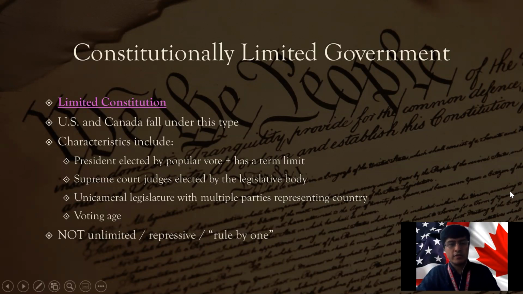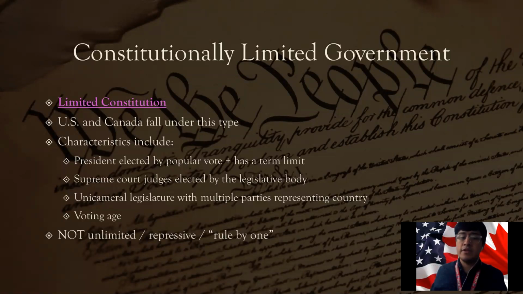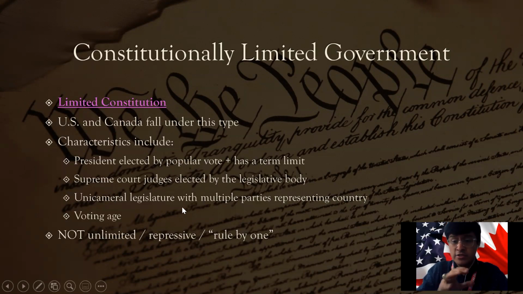government. Some characteristics, these aren't all the characteristics, but just some: a president being elected through popular vote, also having term limits, Supreme Court judges being elected by a legislative body, a unicameral legislature with multiple parties actually representing the country or its constituents, its citizens. A unicameral legislature just means a legislature with just one house or one area where the legislature actually passes the laws. This tends to be the case for smaller democratic countries, but both the United States and Canada are actually not unicameral. They are actually bicameral, so they have two houses.